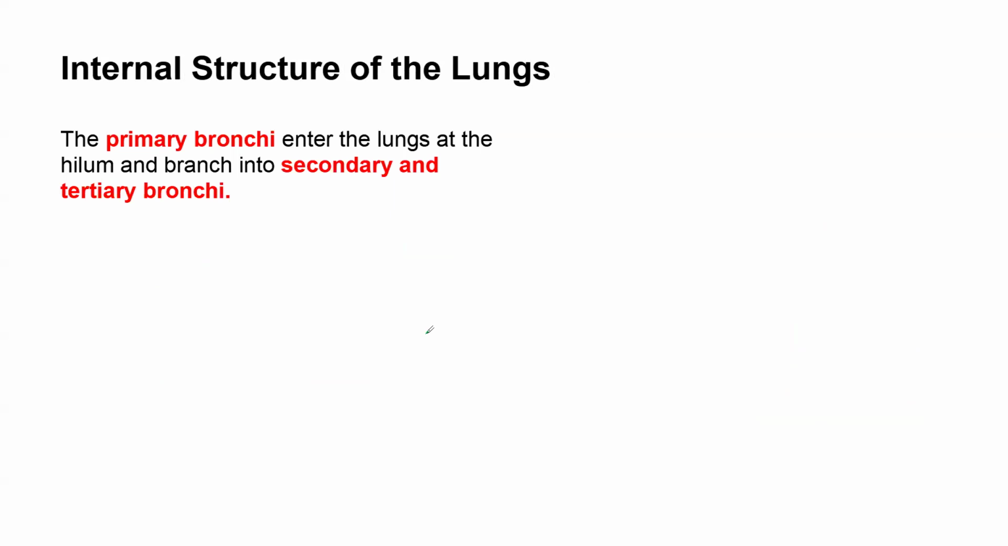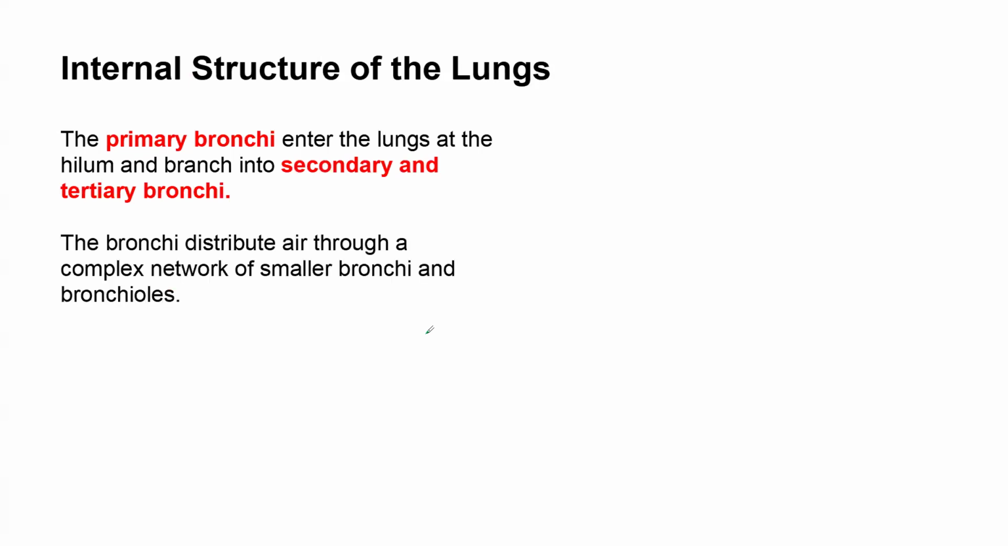The primary bronchi enter the lungs at the hilum and branch into the secondary and tertiary bronchi. So you should understand that the primary bronchi, which is one of the internal structures of the lungs, enter the lungs at the hilum, and then in the hilum, they branch into secondary and tertiary bronchi.